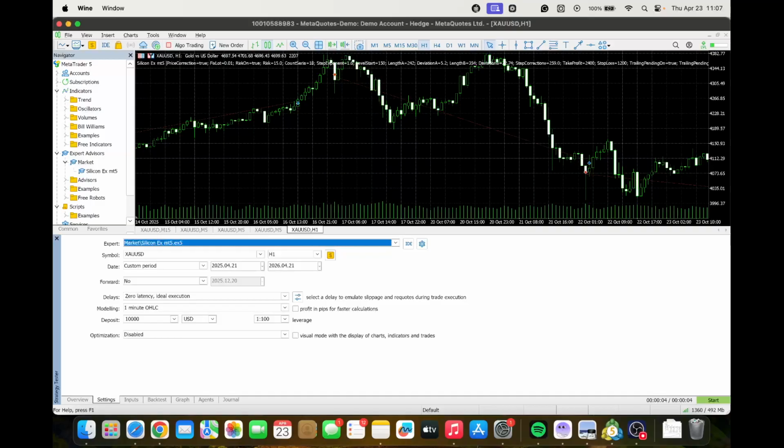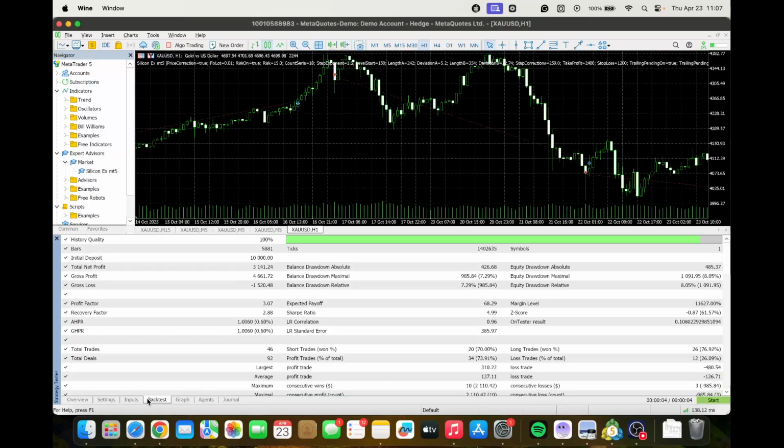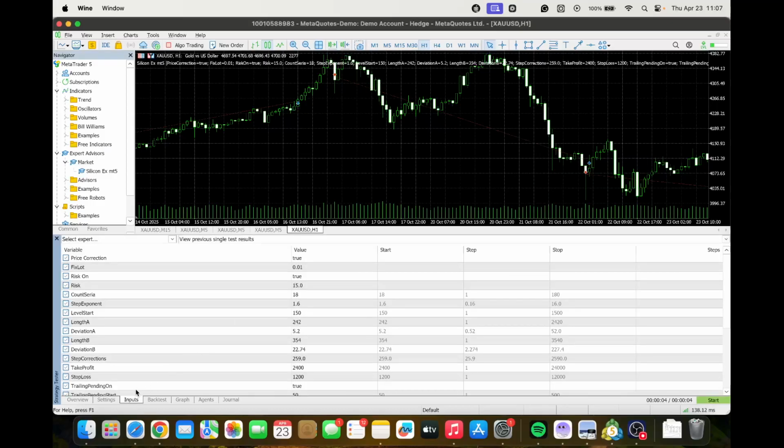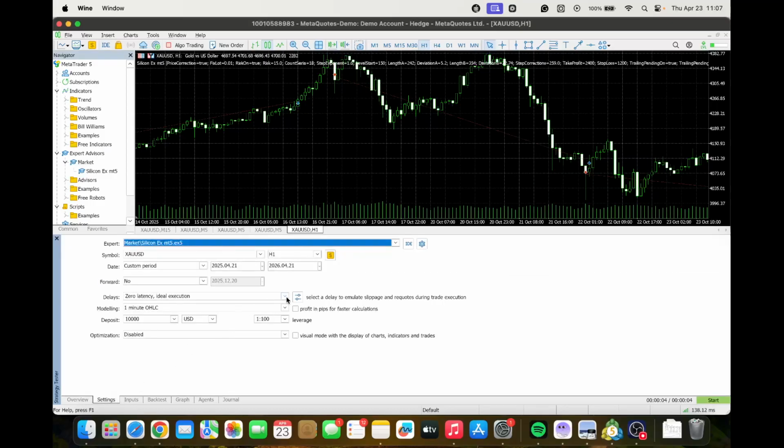I tested the Silicon X on XAUUSD on the 1 hour time frame from April 21st, 2025 to April 21st, 2026, and I had a full 100% modeling quality. So this is a sure backtest, and I did it on a $10,000 deposit and a 1:100 leverage.